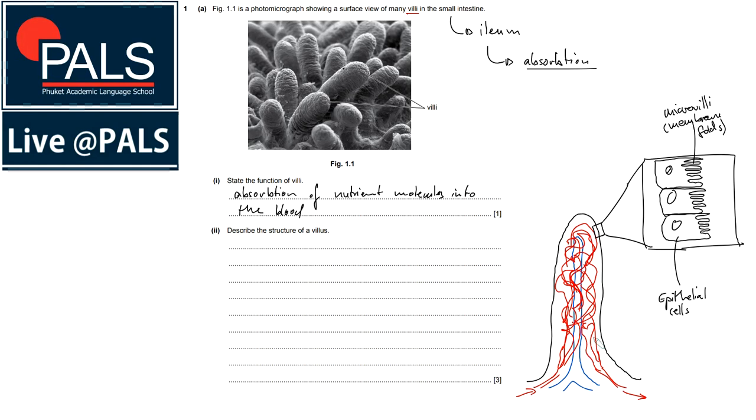Inside the center, this blue structure is a so-called lacteal, which is part of the lymphatic system. So it's a lymphatic vessel. And then we have capillaries, and that should be enough to score our 3 points here. And so there we can say something like that.